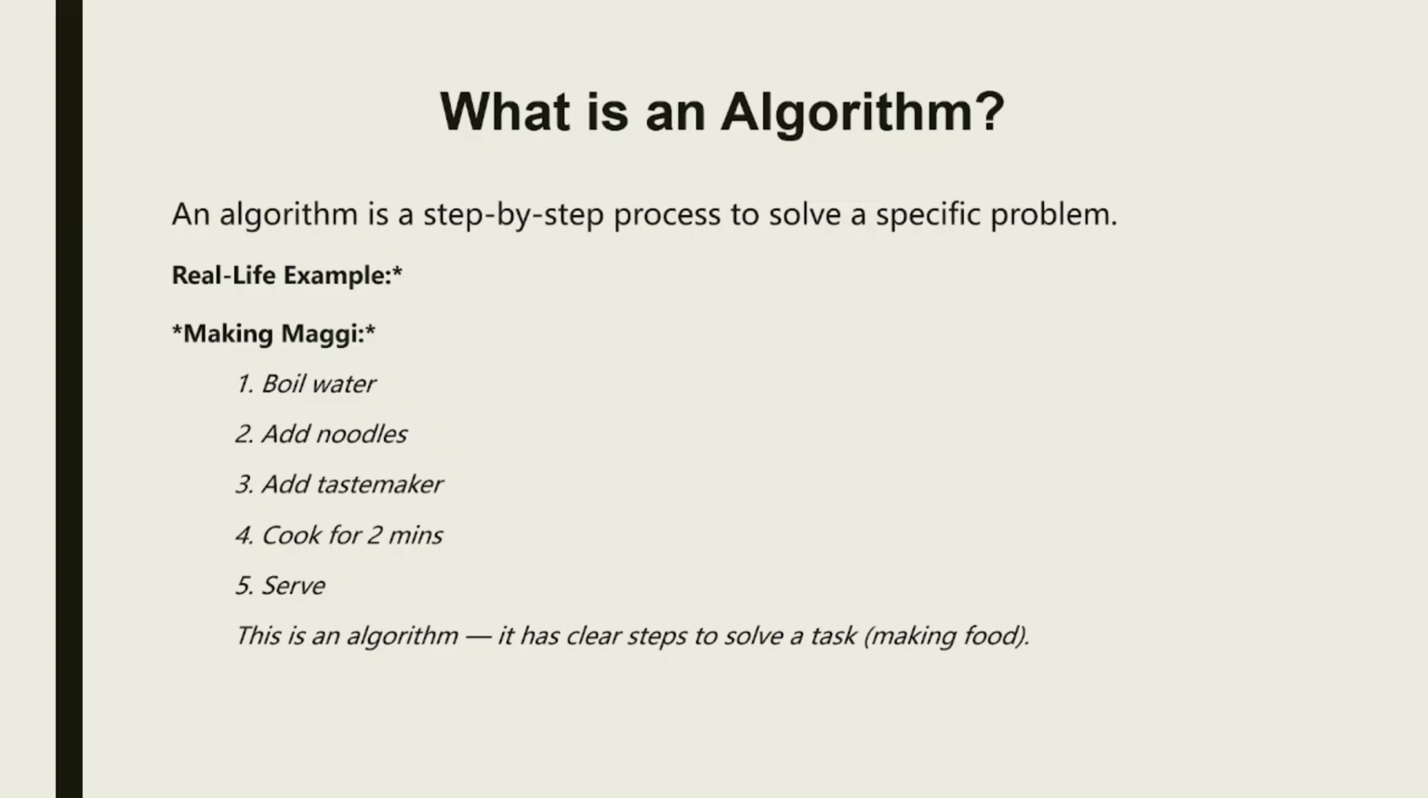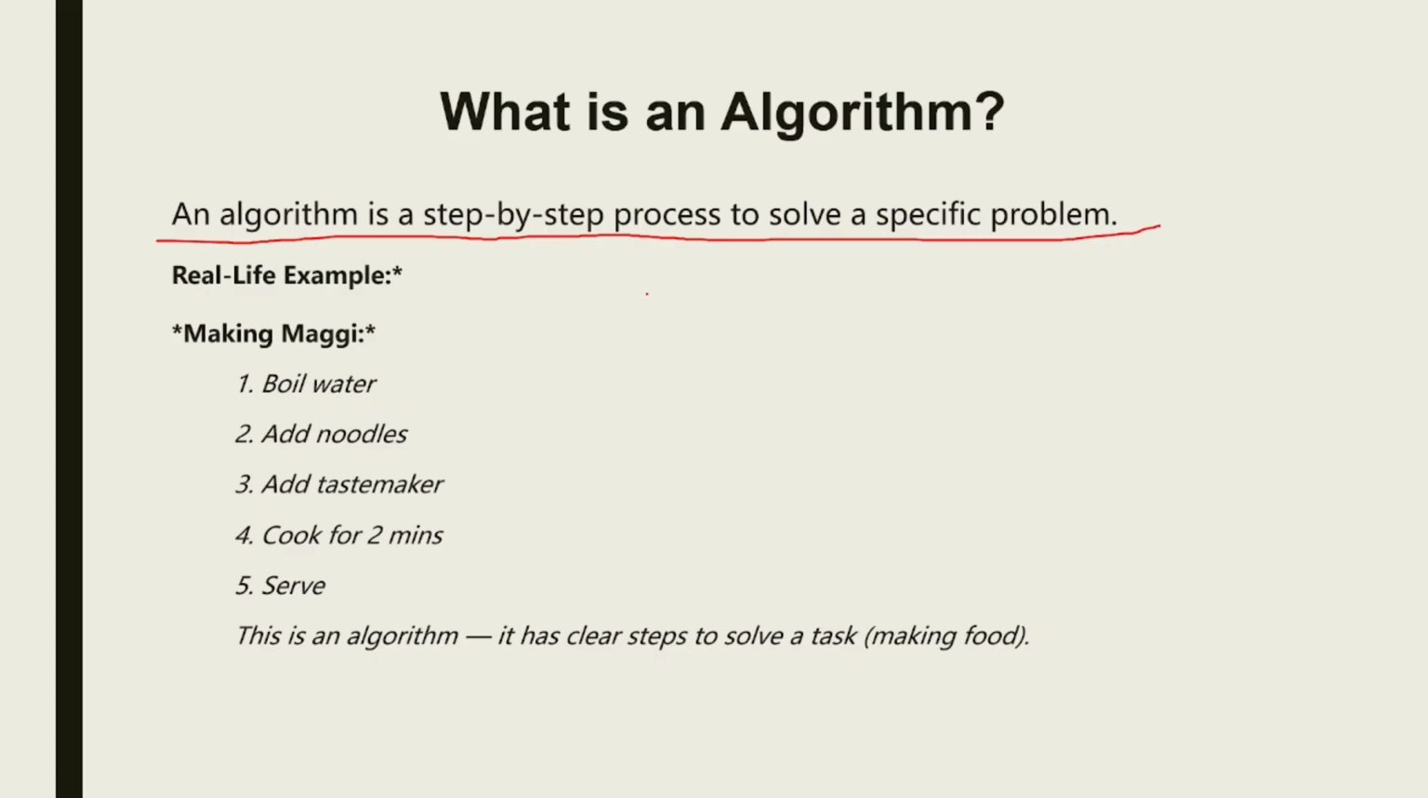So the first topic is what is an algorithm. By definition, an algorithm is a step by step process to solve a specific problem. What it means is, whenever we start any work, there are steps: first we do this, then we do this, then follow these steps, and we complete the work.